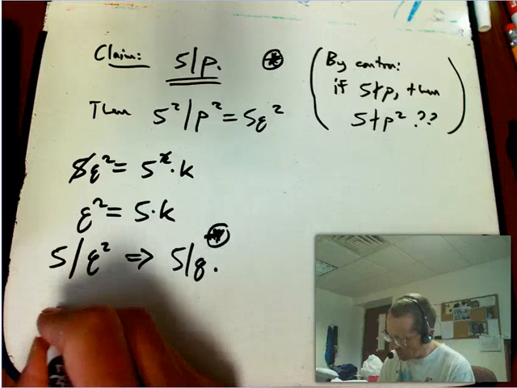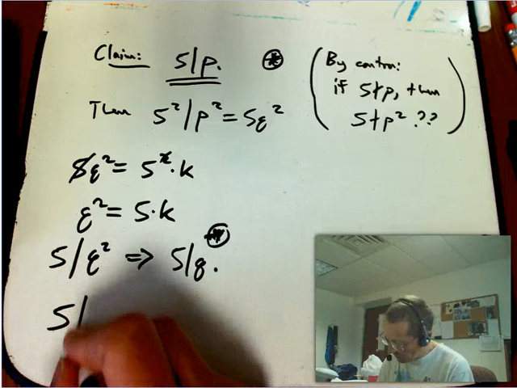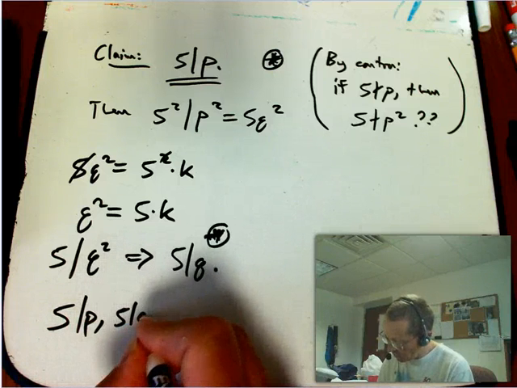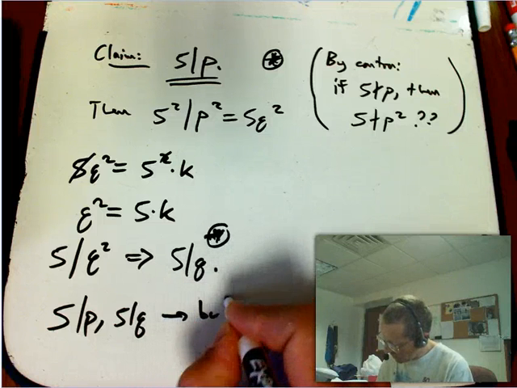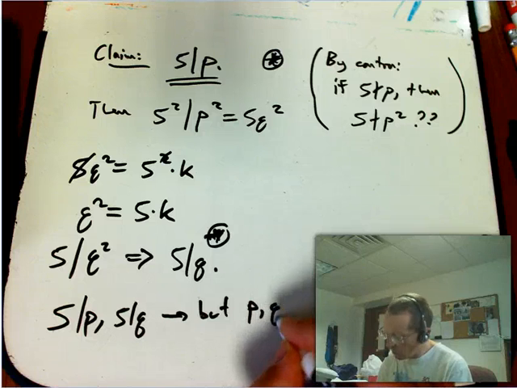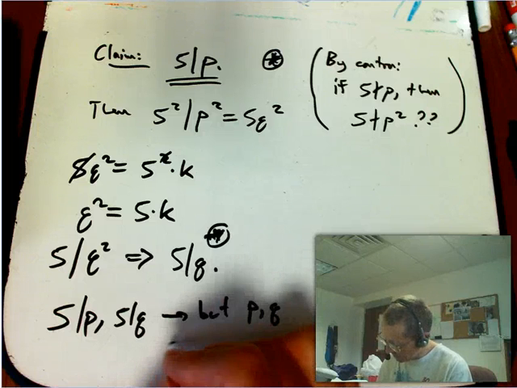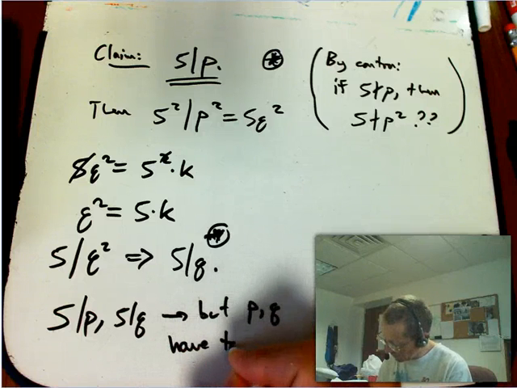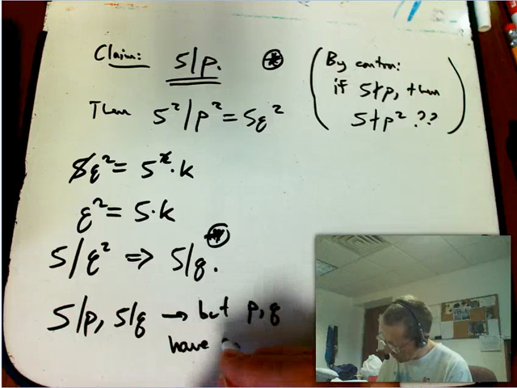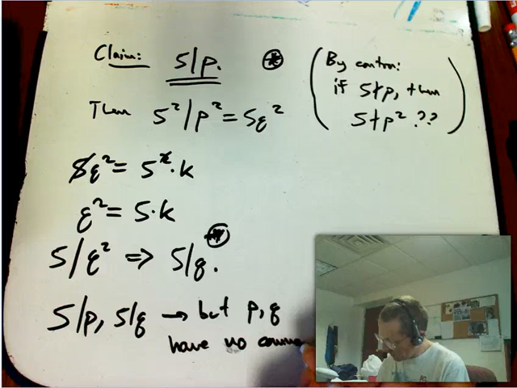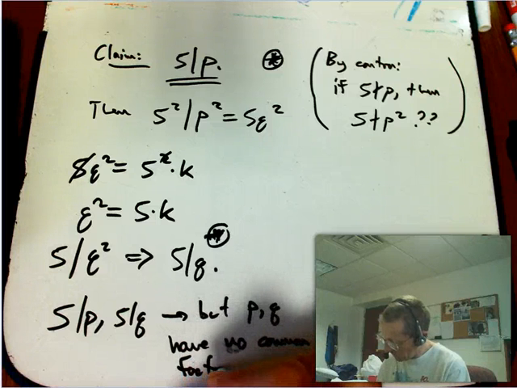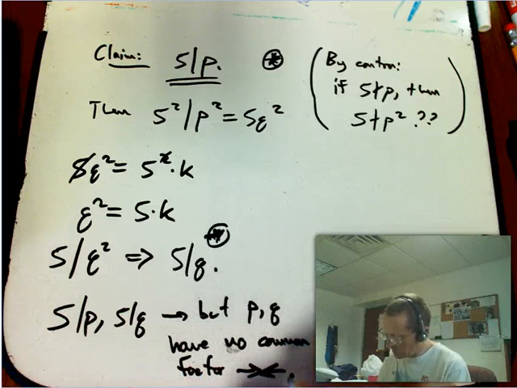Okay, wait a minute. 5 divides p and 5 divides q. That's suspicious. But I asserted that I already picked p and q to have no common factor. And there's our contradiction.